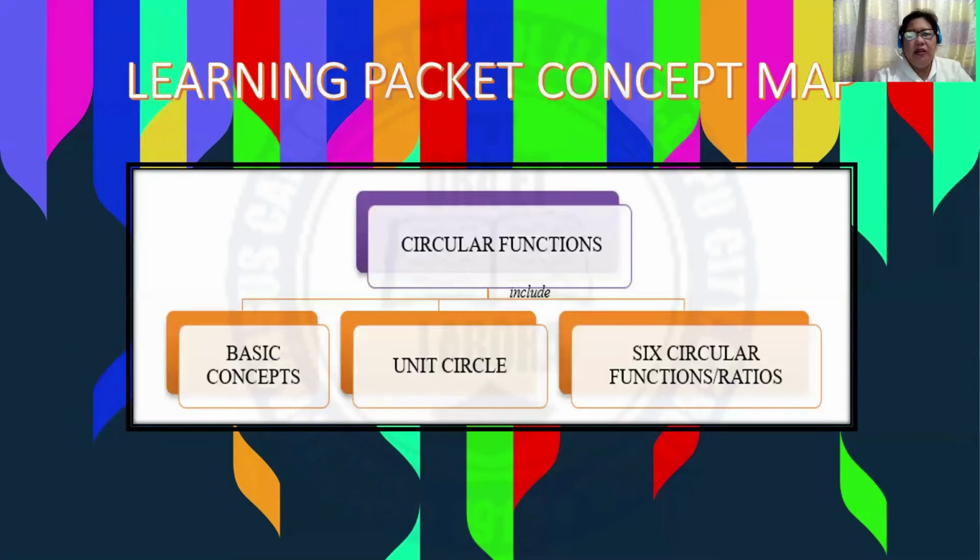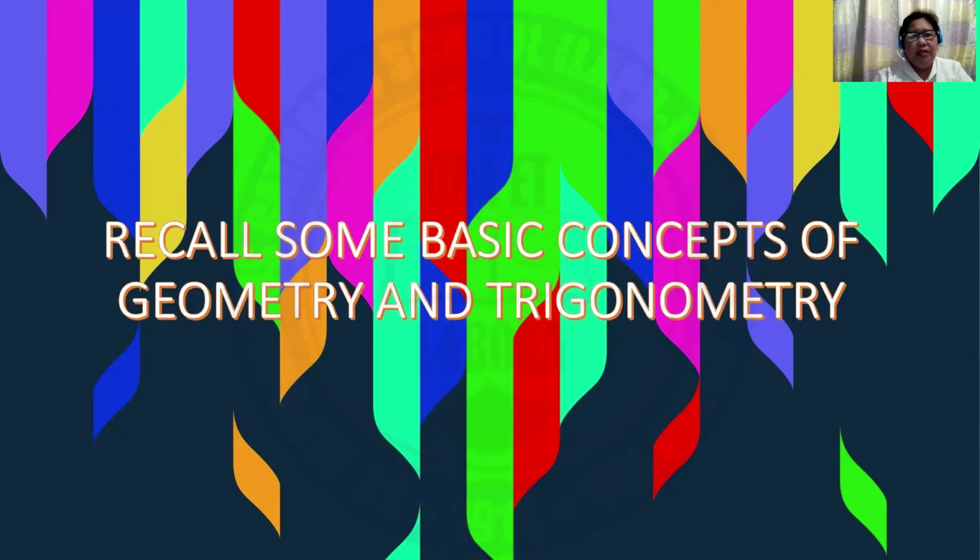This is the Learning Pocket concept map. We are going to tackle the basic concepts of geometry and trigonometry, the unit circle, and the 6 circular functions and ratios. Let us have first some basic concepts of geometry and trigonometry.